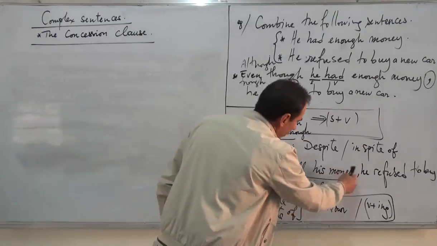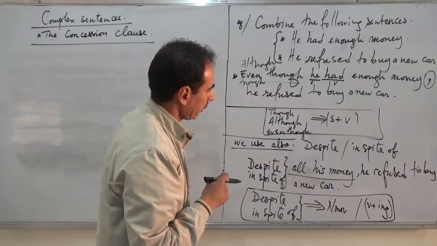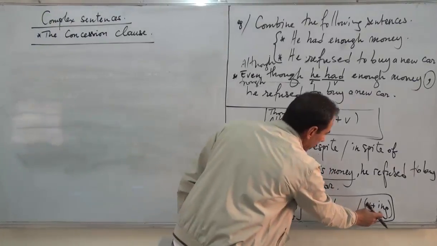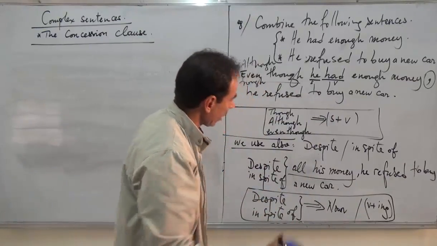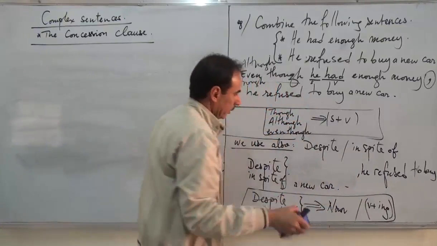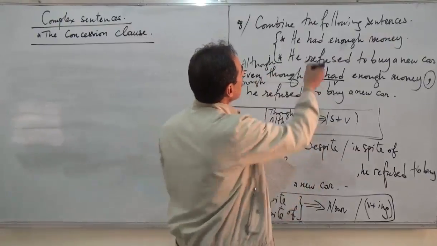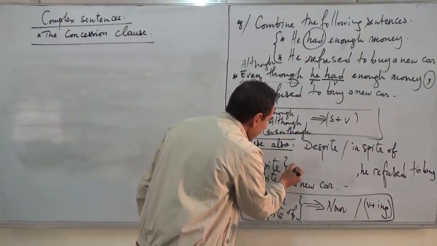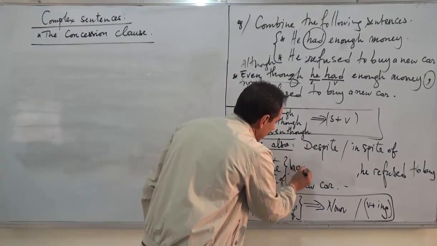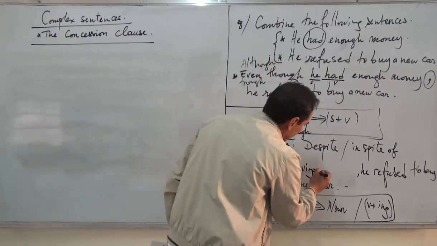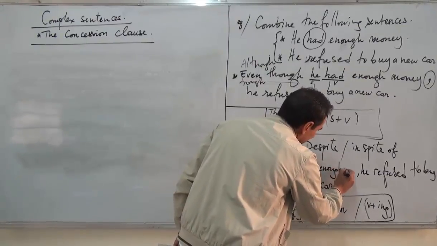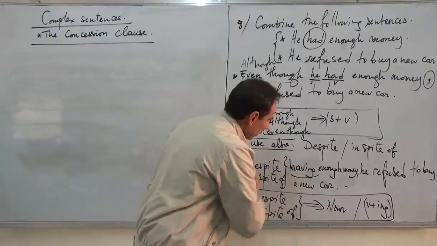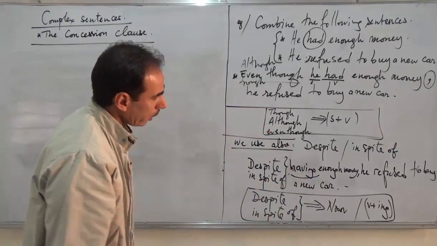For example, how can we get verb plus ing here? Despite all his money, in spite of all his money, here it is a noun. But how can we get verb plus ing? Do you have an idea? Can you help me? No. So, take the verb to have, and we use it, verb plus ing. So, despite having or in spite of having enough money, and here we are, it's done. Having, verb plus ing, or noun, all his money.